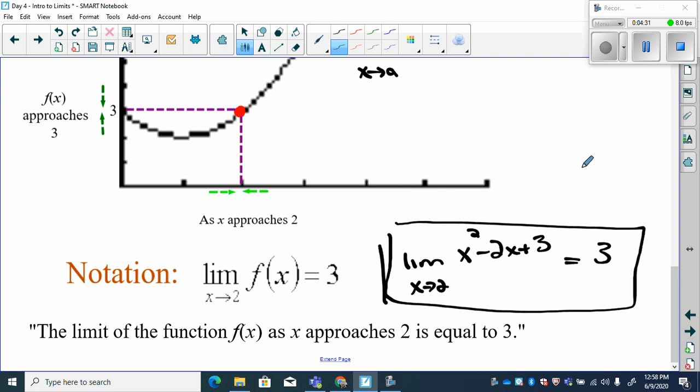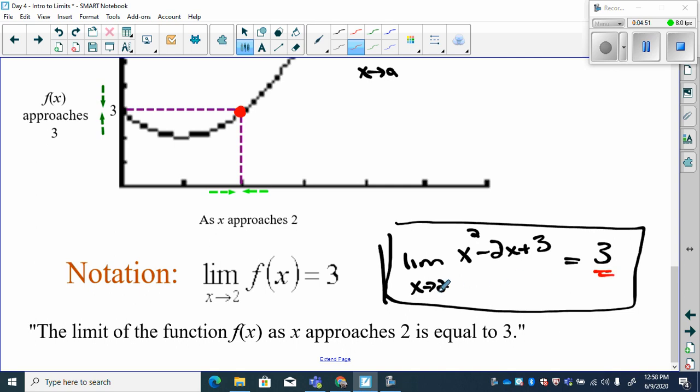Now, there's a couple ways to solve a limit. If you're given the graph, you could just read it from the graph. As x approaches 2, I go to where x equals 2, and again, I'd have to go up until I hit the curve, and I hit the curve at a height of 3. You're looking for the function's intended height.